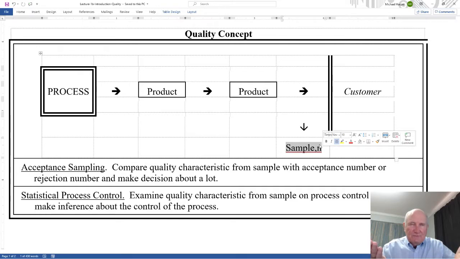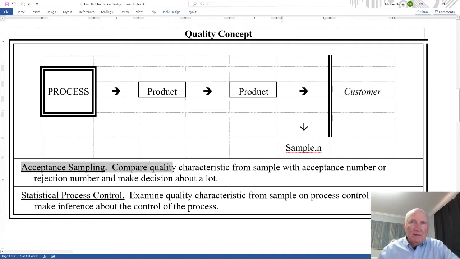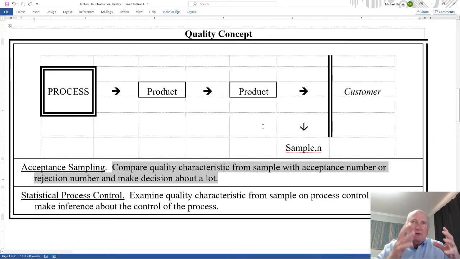There's two approaches. The first approach is acceptance sampling. Compare the quality characteristic from the sample, whatever the result is up here, with an acceptance number or a rejection number, and make a decision about a lot. Now the lot is the group. Usually you're taking a sample from a large number of measurements, or you're taking a sample over time, or the time would be the lot. And so you make a decision, and so you have an acceptance and rejection number.